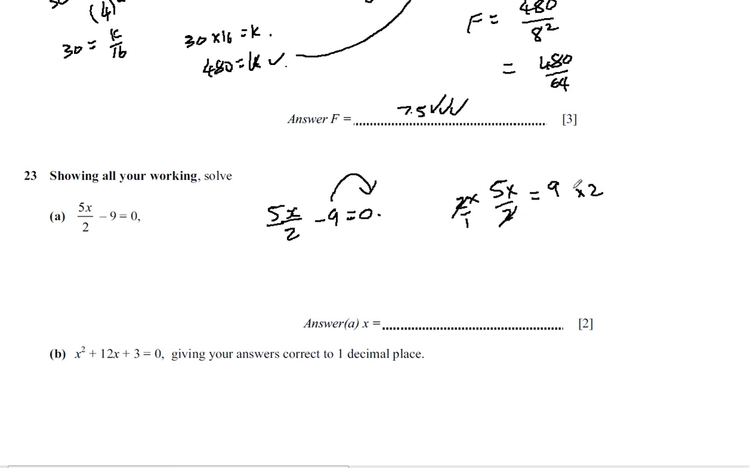2 is going to cancel over here. And then 9 times 2 is 18. And now lastly, it's 5 times x. So to take away the 5, we divide by 5. And what we do to one side, we do to the other. So we have x is equal to 18 over 5.